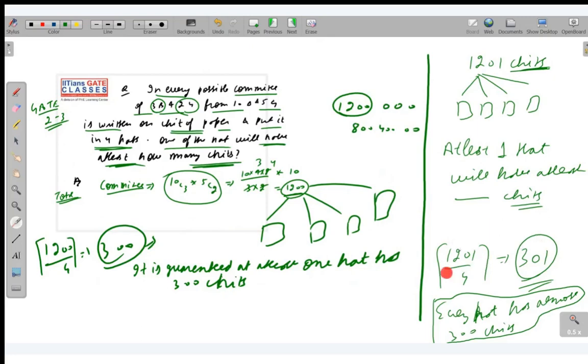So this is exactly what the pigeonhole principle, or the advanced pigeonhole principle, is saying. 1201 divided by 4, ceiling function. You can imagine these are the pigeons and these are the pigeonholes. So at least one pigeonhole will have the ceiling of n upon m pigeons.